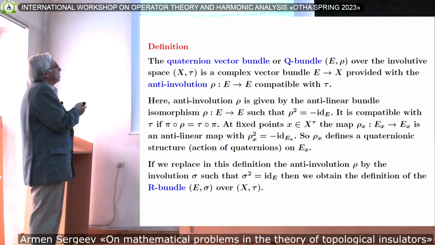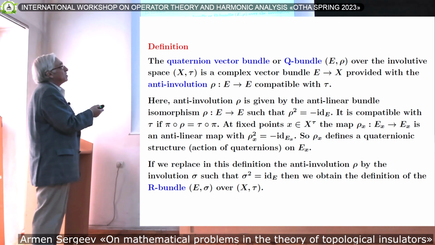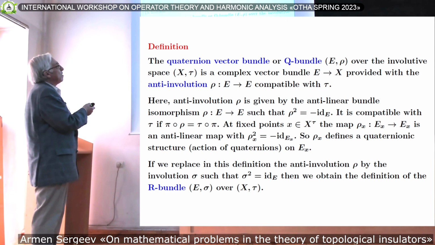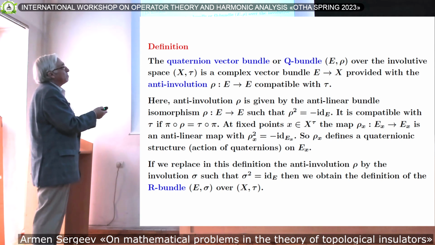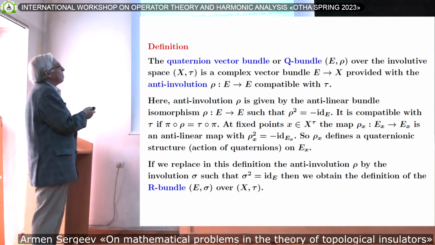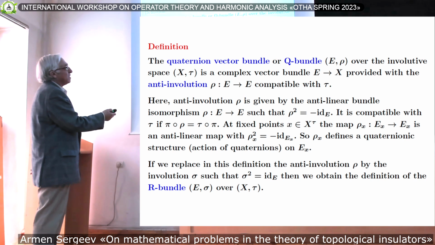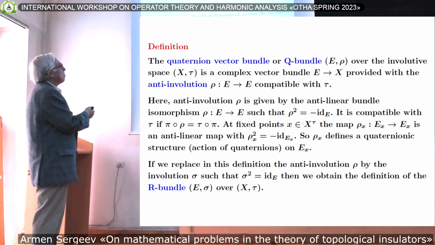One more definition. The quaternion vector bundle, or Q bundle, as I will call it, (E, rho) over the involutive space (X, tau). What is that? This is a complex vector bundle E over X, provided with an anti-involution rho, which is compatible with tau. Here, the anti-involution rho is given by an antilinear bundle isomorphism of E such that rho squared is equal to minus identity. It is compatible with tau in the usual sense.